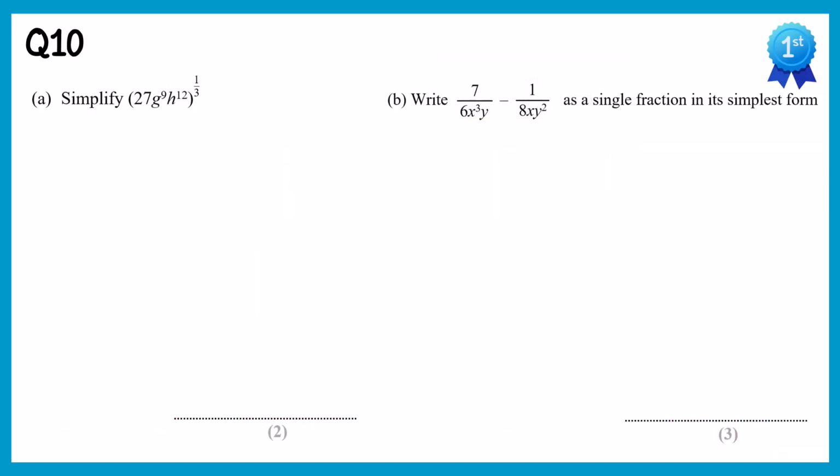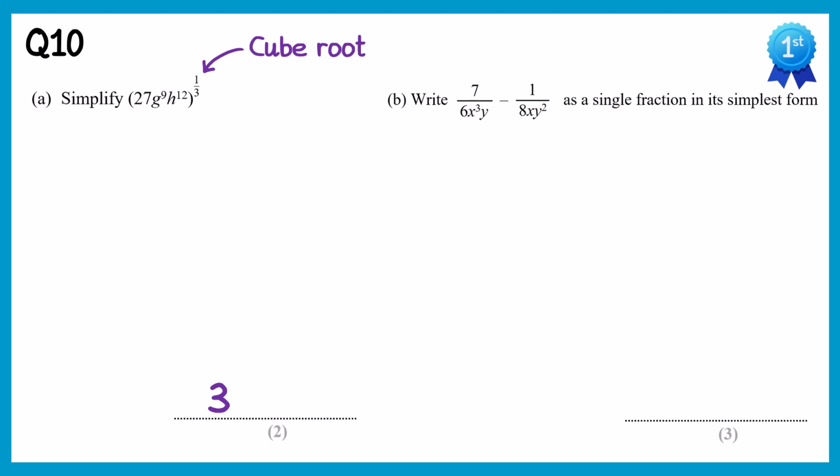In the first part of this question, we have a bracket raised to the power 1/3. A power 1/3 means to do the cube root. So we need to do the cube root of 27g to the 9 h to the 12. We'll start by doing the cube root of 27. Now you might already know this, or you could use your calculator to work it out, but the answer is 3.